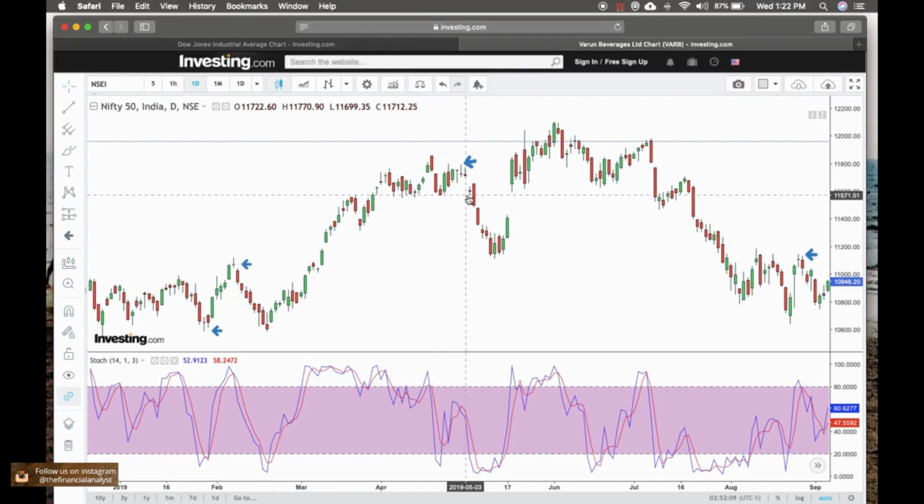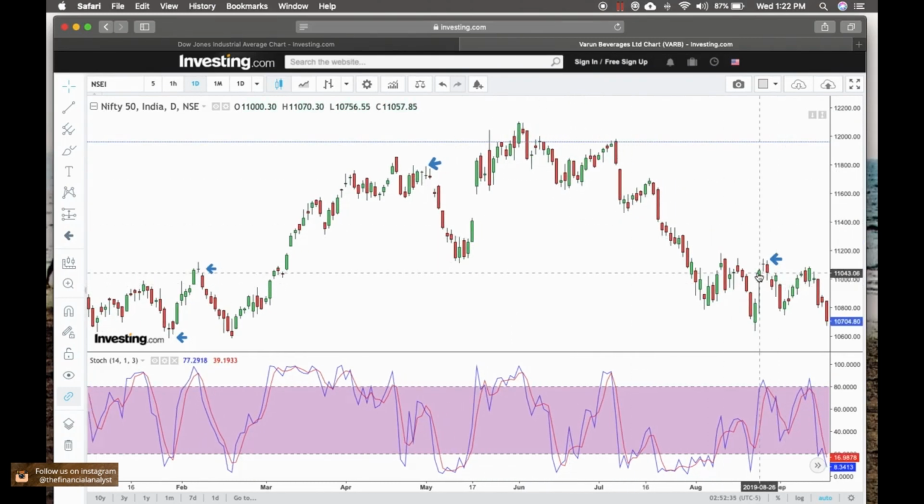Just a couple more examples to clear the concept for you. We saw a dragonfly doji at this price level. It is also complemented by stochastic. We saw prices were making highs, and after this level, prices fell. So this was acting as a very important reversal pattern.